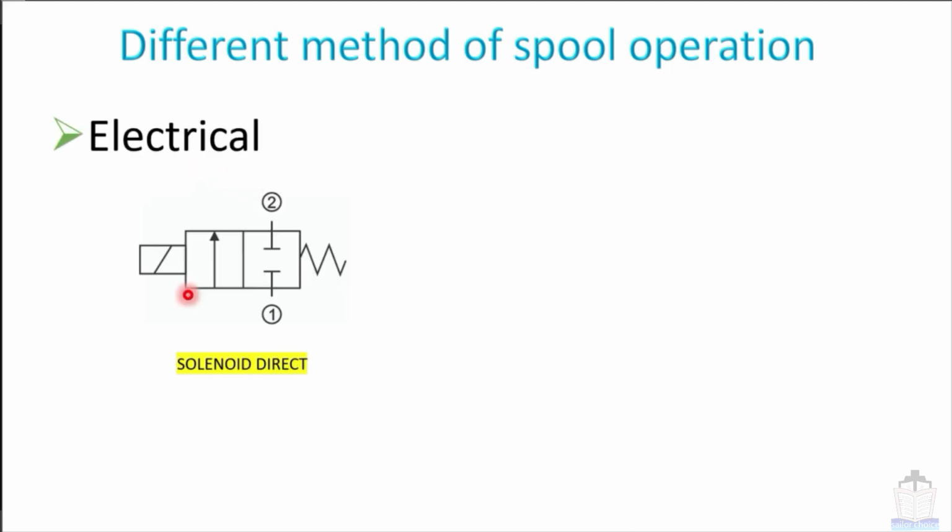So first one is electrical. As we know, the pneumatic or hydraulic valve is operated by the solenoid valve, and this symbol is for electrical. In the electrical method, there are two types of spool operation. First one is solenoid direct and another one is solenoid pilot. We will see examples of solenoid direct and solenoid pilot.